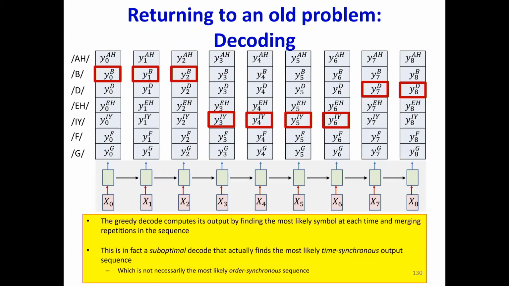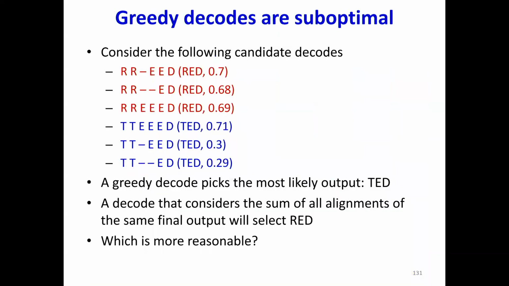So now here's a problem, right? The manner in which we performed inference, we said, was greedy. But when we performed greedy decoding, initially we had the issue that we couldn't distinguish between repetitions, but once you introduce a blank, that problem has gone away, but you're still left with an issue. So let's say I have these possible decodes of an input which is 6 symbols long. I find that RR blank EED has a probability of 0.7. RR blank blank ED has a probability of 0.68, and REED has a probability of 0.69. I also get probabilities for sequences with T, E, and D, and I find that TED with no blanks has a probability of 0.71. But the other alignments of TED have very low probabilities.